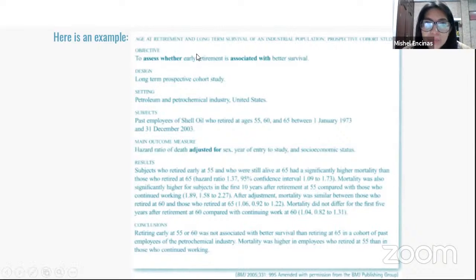Age at retirement and long-term survival of an industrial population: prospective cohort study. Objective: to assess whether early retirement is associated with better survival.